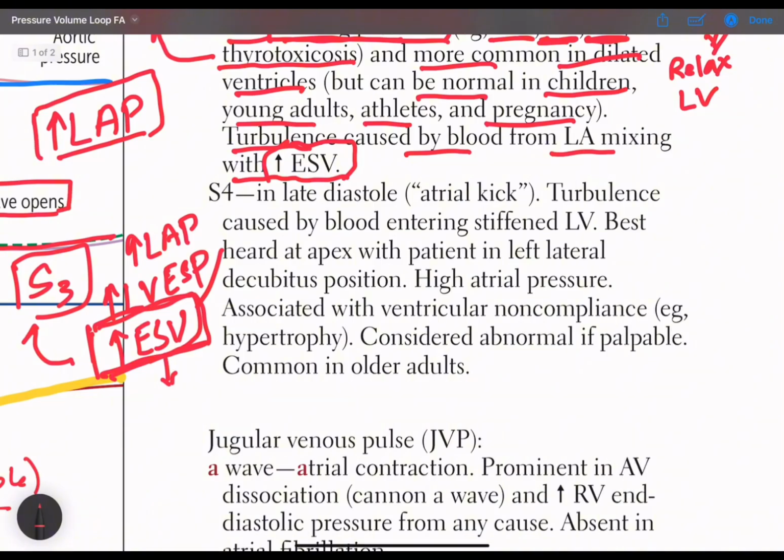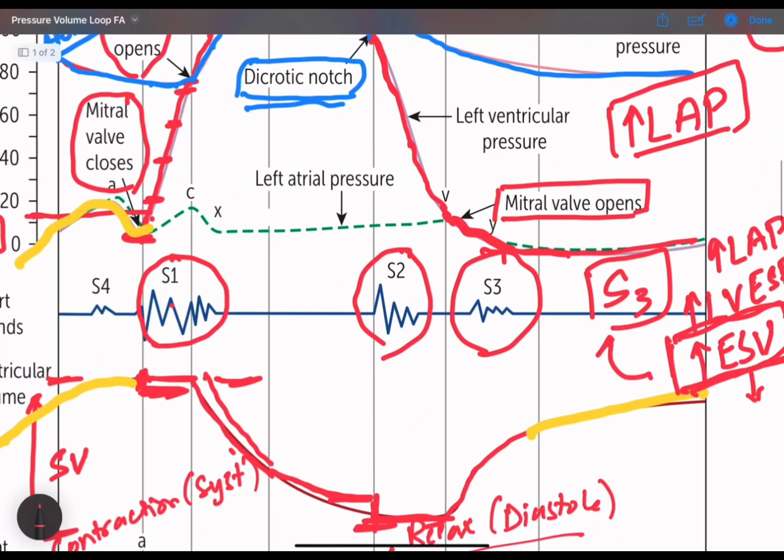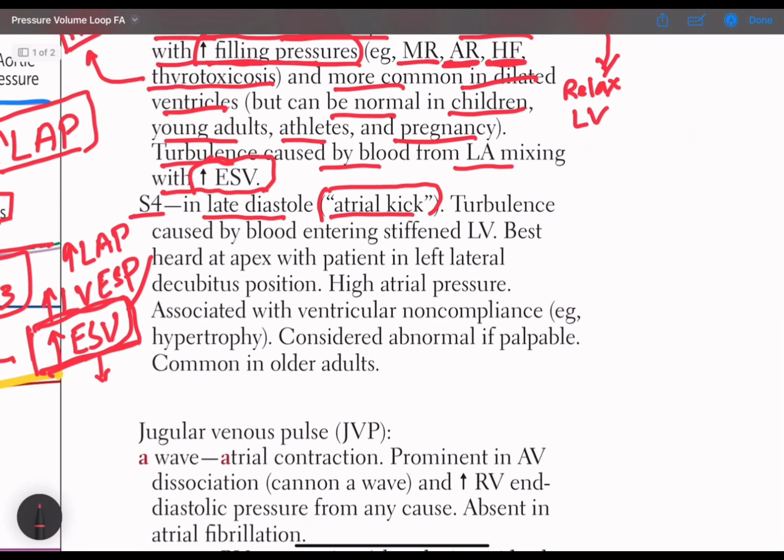Then we have another heart sound known as S4, which occurs in late diastole or during the atrial systole phase, also known as atrial kick. If we look at the Wiggers diagram, S4 occurs during the phase of atrial systole. So what happens during S4 or late diastole?